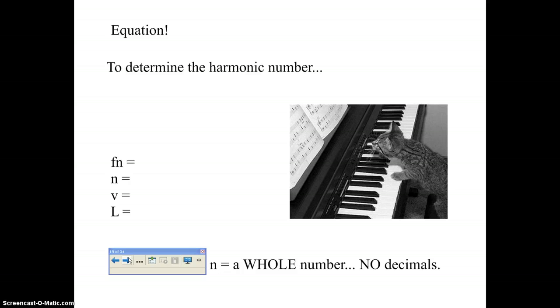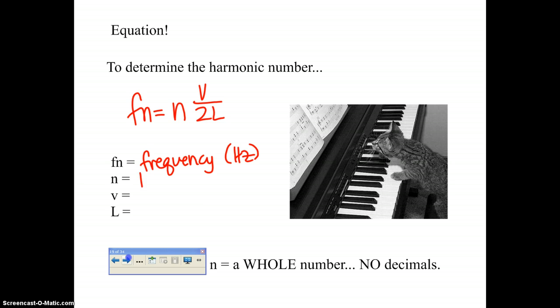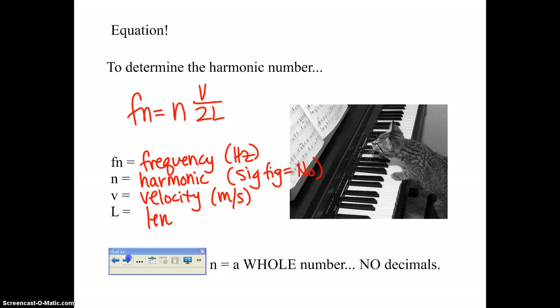The equation that you're going to use is f_n equals nv over 2L, where f_n is your frequency. It might be the fundamental frequency. It is going to be measured in hertz. Your n is your number of harmonics. They do not count for sig figs, so I'm going to put sig figs equals no. Your v is going to be your velocity, at which speed those sound waves are traveling, obviously in meters per second. And L is your length of the string, the tube, the whatever. And that's going to be measured in meters.